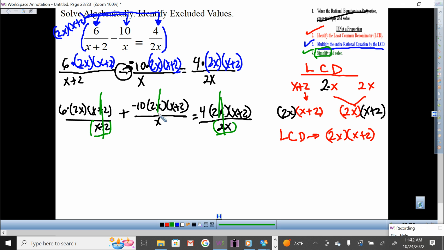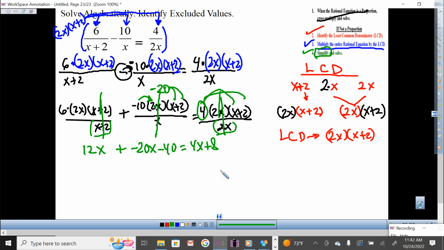About the x's. Why am I able to do that here, guys? What's here? Isn't this multiplication? Yes. Why didn't I do it on this one? Because there's addition. So therefore, we're left with 6 times 2x, that's 12x, plus, what's negative 10 times 2? Negative 20. And then we distribute to here. That gives us negative 20x minus 40 equals, next, what is 4? Distribute here, that gives us 4x plus 8.